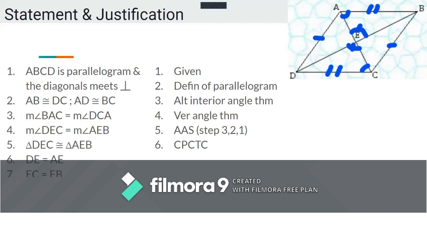Now step 7 is supposed to be EC equals EB. Take a moment to think about that. Why? I guessed it.